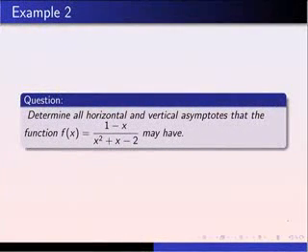This is our second video, which is talking about a worked example. In this video, we are going to try to answer the following question: determine all horizontal and vertical asymptotes that the function f of x may have. This is one of the fundamental questions in Calculus 1.